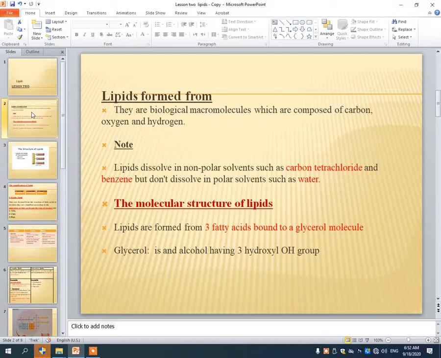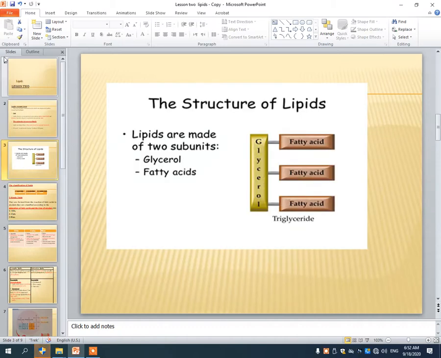Okay, the monomer of lipid, the structure of lipid. Lipid consists of three fatty acids and glycerol. So the monomer of lipids is three fatty acids and glycerol, and glycerol is an alcohol which has three hydroxyl groups, 3OH.